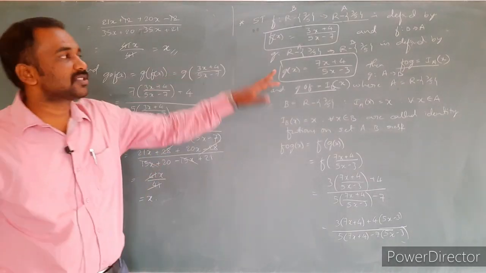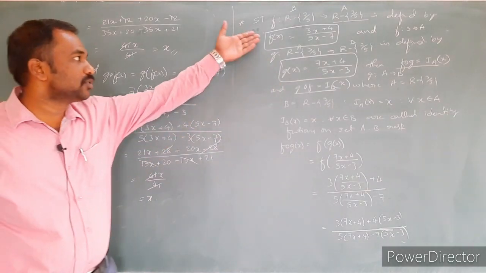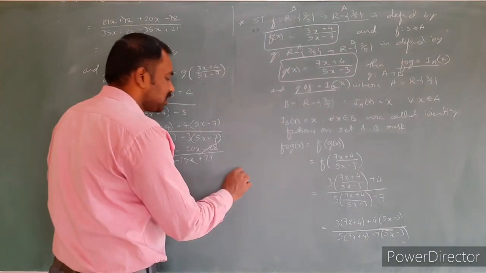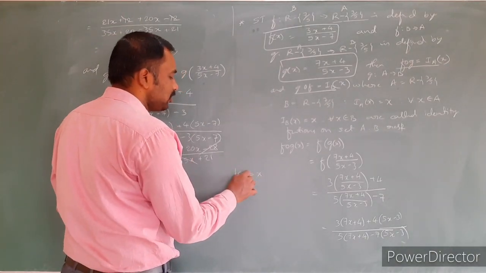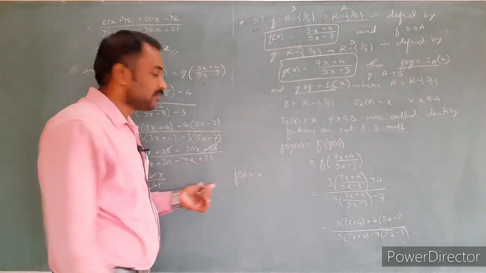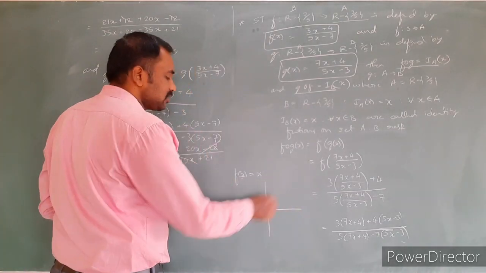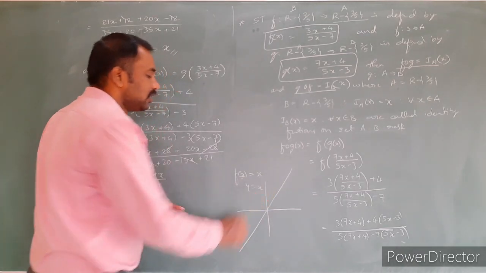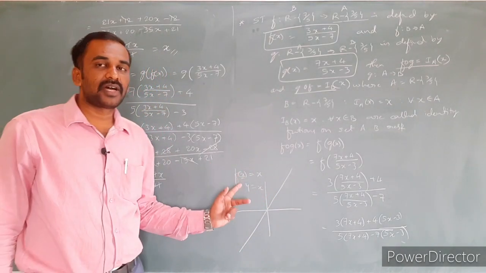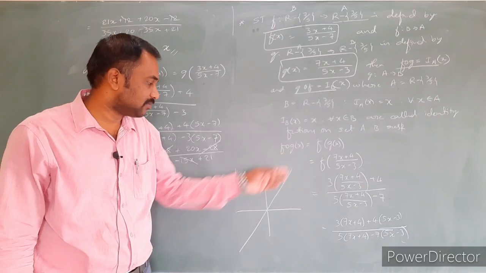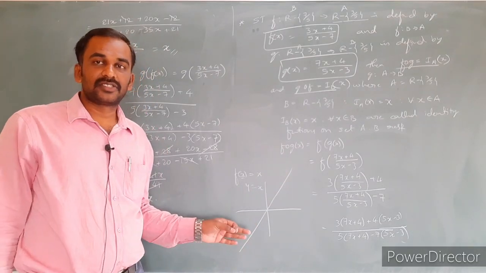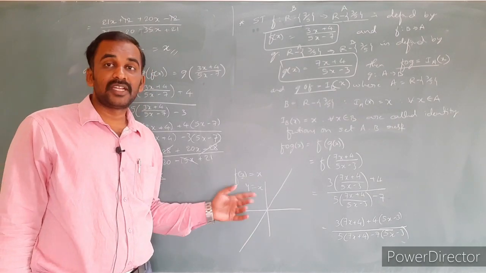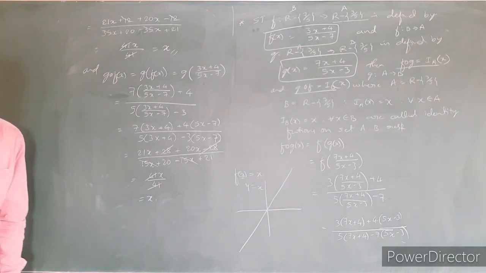That means taking the composition of these two functions, we will get the identity function. What is the meaning of the identity function? If you change any value of x, the function value is the same. If you want to see the graph of the function, it is like this. We can say that y is equal to x, considering y is equal to f of x, we will get the graph. This is said to be the identity function. People have already studied the identity function definition, graph, domain, and range in the first PUC level.